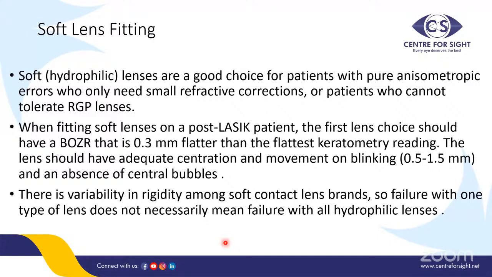Coming to soft contact lens fitting. So the soft contact lenses are a good choice with pure anisometropic errors, most importantly small refractive errors, and patients who cannot tolerate RGP lenses. The first lens choice should have a BOZR zone that is 0.3 mm flatter than the flattest keratometry, and the lens should have adequate centration and movement on blinking, which as I mentioned is 0.5 to 1.5 mm, and there should be a complete absence of central bubbles.